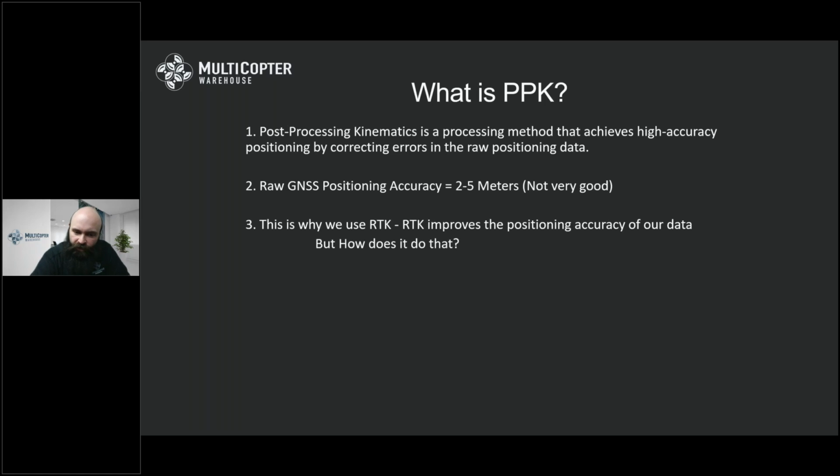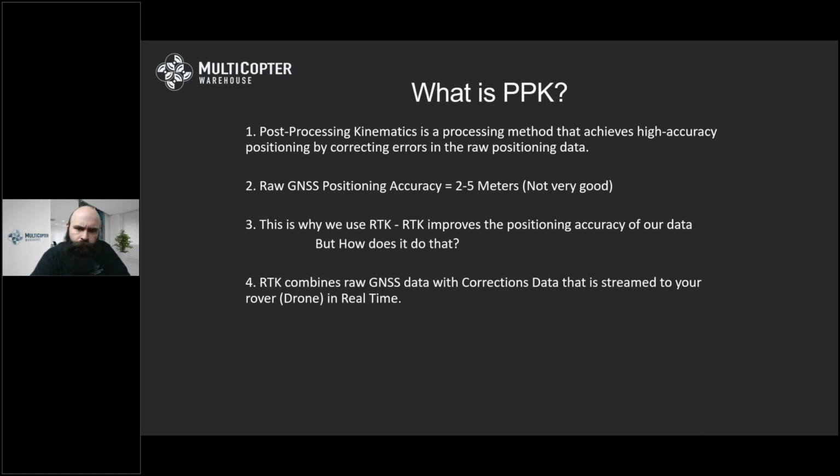But how does RTK actually improve our accuracies? Basically, RTK combines the raw GNSS data with corrections data that is streamed to your drone or your rover in real time. So when we connect our drones to a RTK source, whether it be a network correction service like TopNet Live or a Point One, or if we connect to the DJI base station, what we're doing is basically getting corrections from those sources and applying those corrections to the geotags of our photos in flight while we're collecting the data.